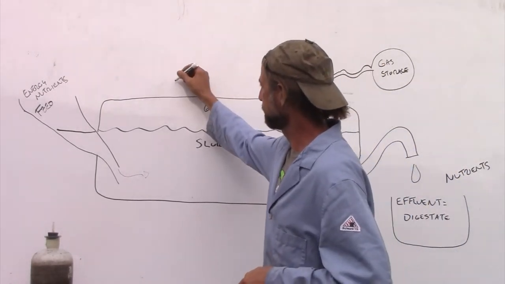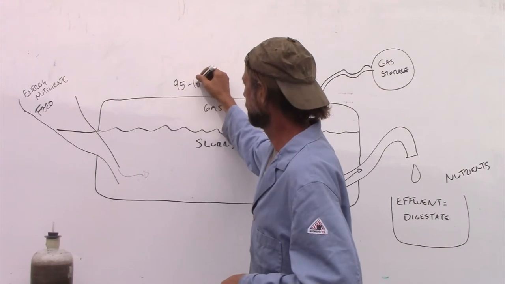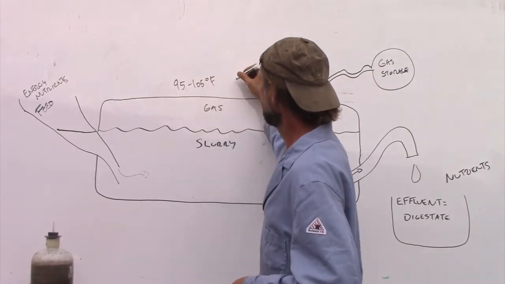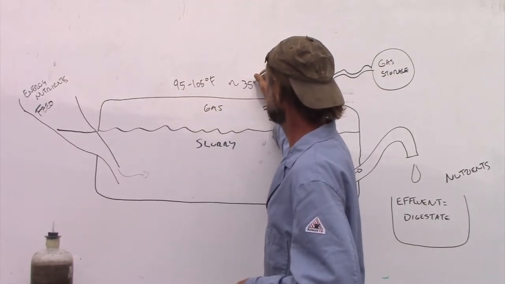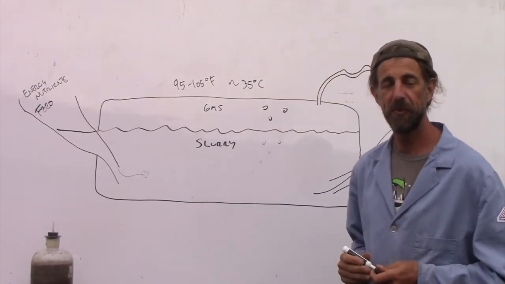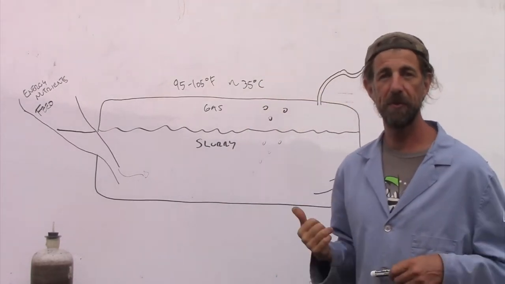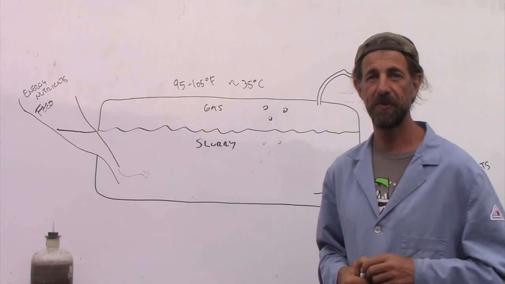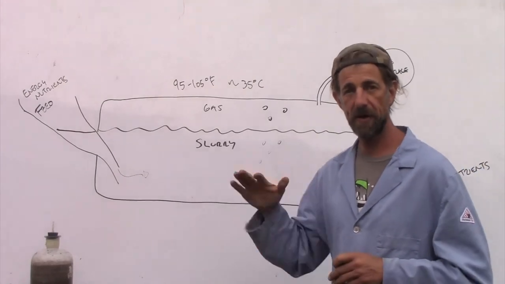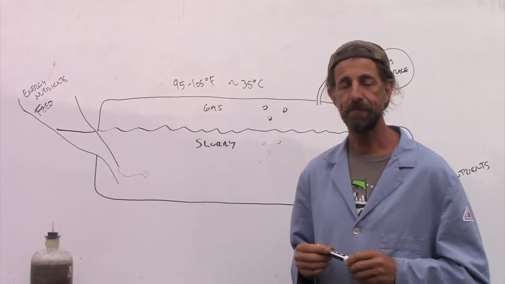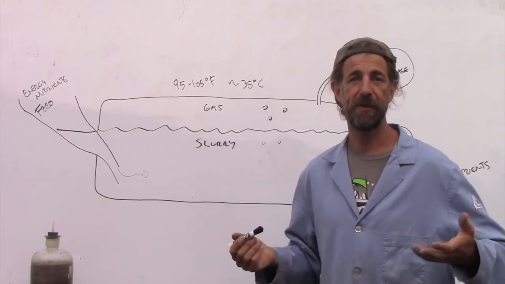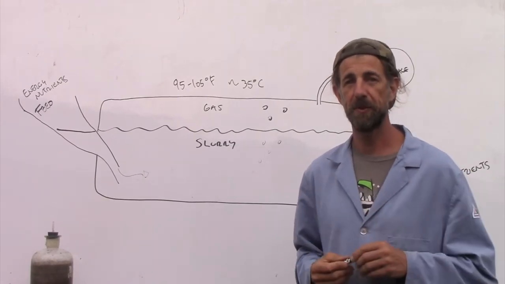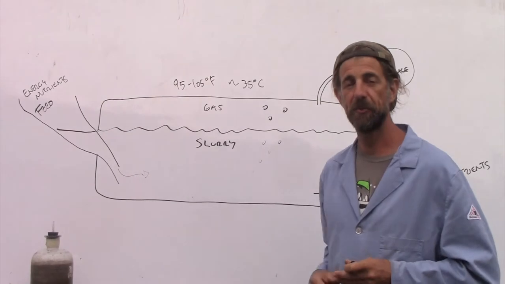going to be about 95 to 105 degrees Fahrenheit, or roughly about 35 degrees Celsius. So that's pretty common. Our experiment that we're running right now is running at 35 degrees Celsius. Now, the digester can vary in temperature a little bit. At the farm, our digester is just in a greenhouse, and it will go up and down in temperature, but it works best when it's nice and warm like this.